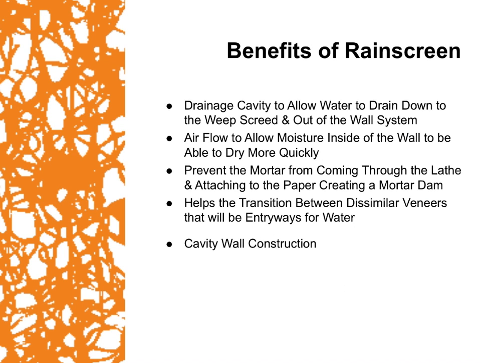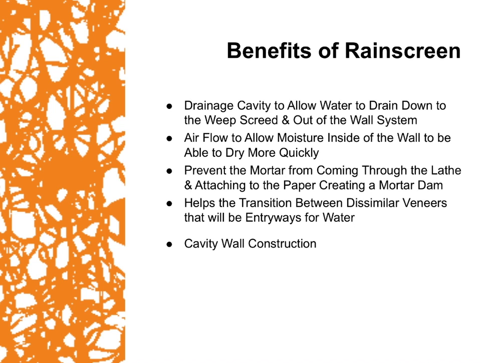Benefits of a Rainscreen product include the following. There is a drainage cavity to allow water to drain down the weep screed and out of the wall system, thus getting bulk water and moisture out of your wall system as quickly as possible. Second, the airflow that is introduced into the wall cavity allows moisture inside the wall to be able to dry as fast as possible. This raises your drying potential for your wall system, thus giving you the best chance to protect your walls for years to come.